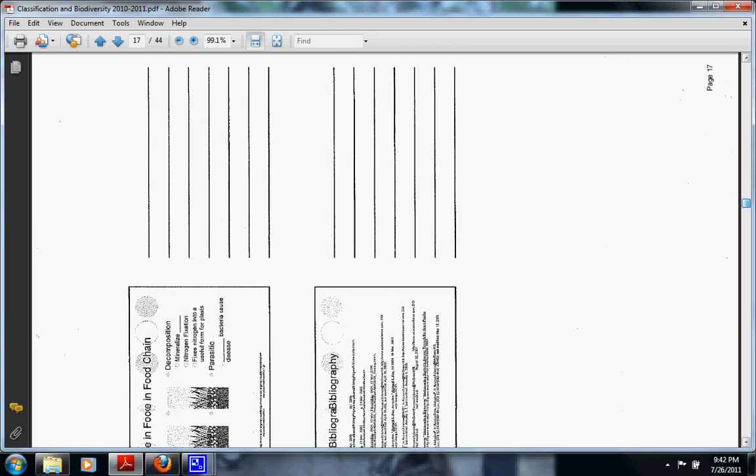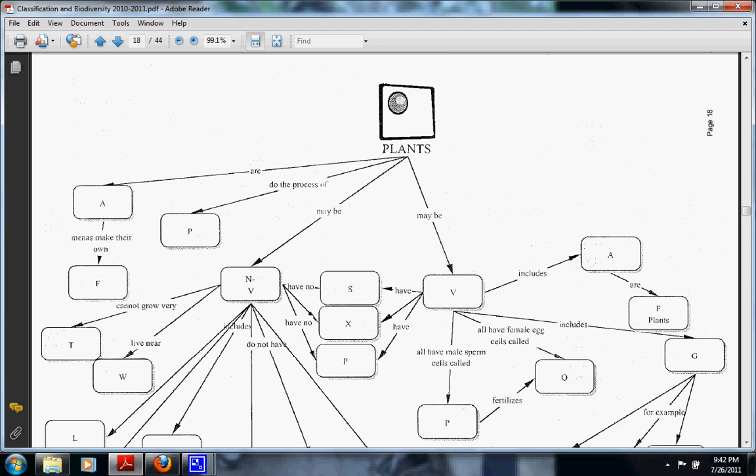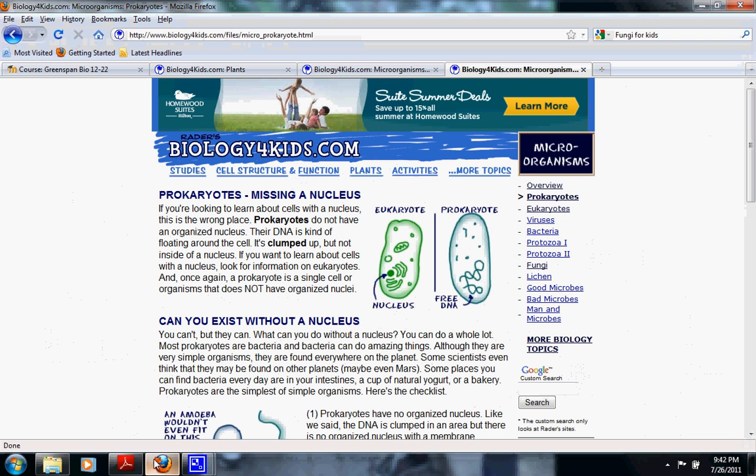Let's go back to the plants here. So let's talk quickly about plants. I think you all know this already, but plants are all autotrophic. They make their own food. They do the process of photosynthesis. And there are 2 main groups, and they're called non-vascular and vascular. Let me show you the website for that. Again, Biology for Kids. It's the link on Moodle.